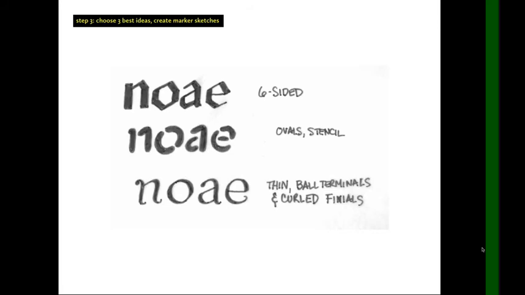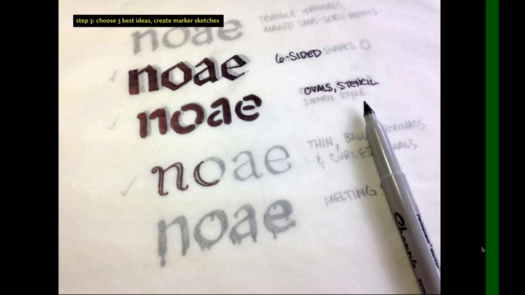Step 3, you're going to choose your 3 best ideas from the pencil sketches, and you're going to create marker sketches. The marker sketches are not just a tracing of your pencil sketches, they're a refinement and an improvement. Take the opportunity to make these a little bit better. And this is how you'll do it. You'll lay your pencil sketch under another sheet of tracing paper, draw over it in marker. Please do not draw in marker directly on your pencil sketches.